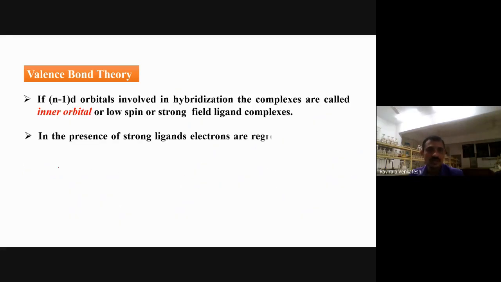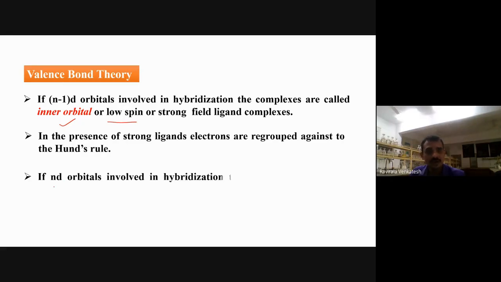This is only we discussing. If (n-1)d orbital is involved, that is called inner orbital complex compound. Generally it will be low spin, diamagnetic nature, and in the presence of strong ligands. This we will discuss, how it is going to, so everything we'll discuss in the next one.